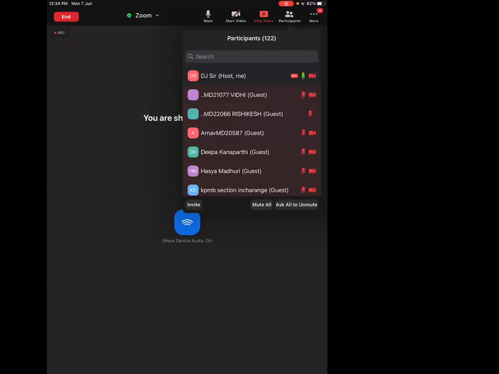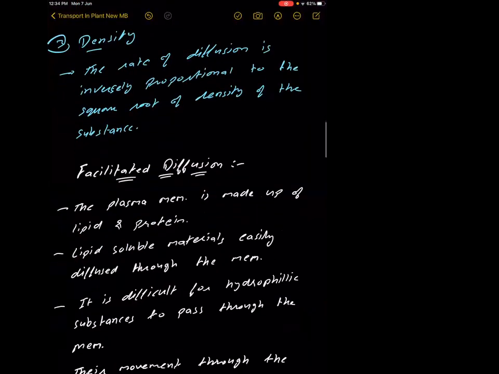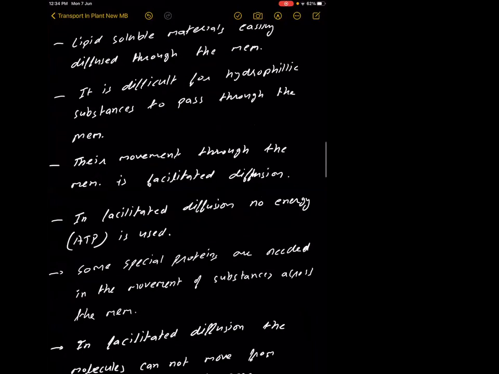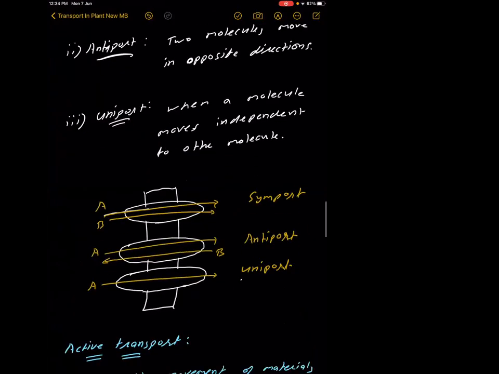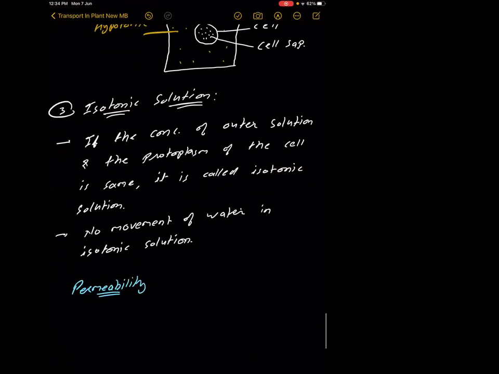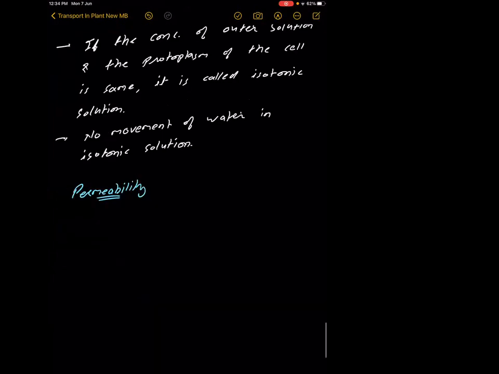Let me start from the first. What is a permeable membrane? A permeable membrane is the membrane which allows both solute and solvent across it, the movement of both solute molecules and solvent molecules. Impermeable membrane means it doesn't allow any material, neither solute nor solvent. That is called impermeable membrane.